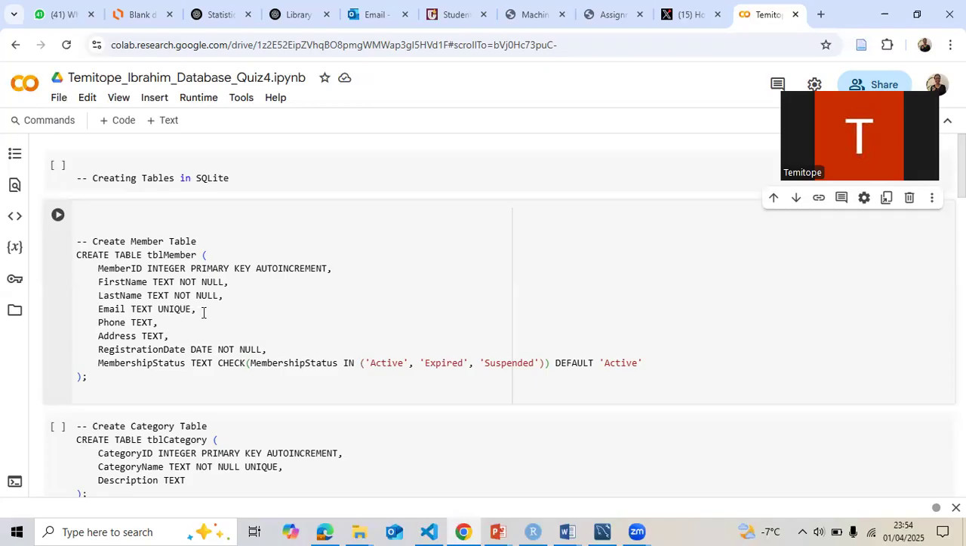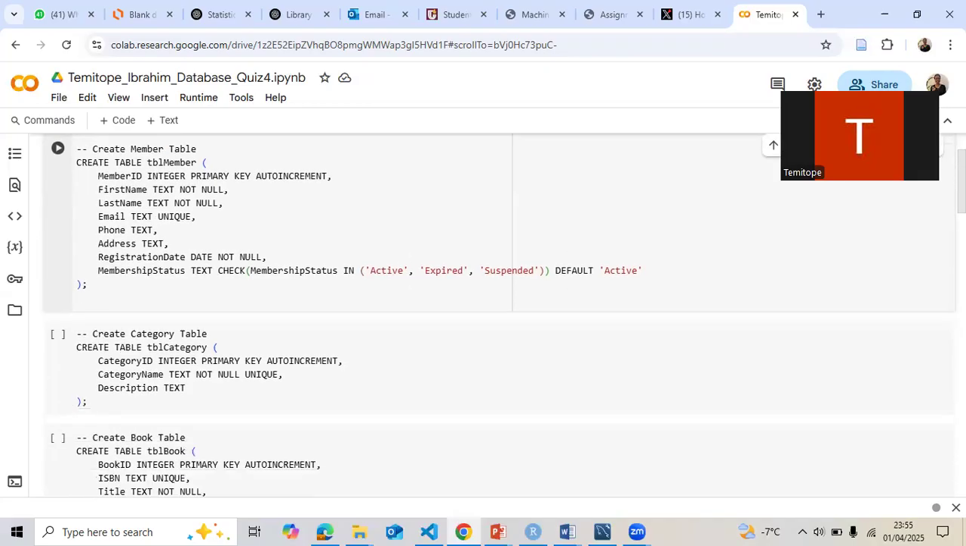Since they did not put anything there, we might decide to leave the column blank, or we might decide to put something there. It depends on the question. So membership status: active, expired, these are the things they want us to put there.